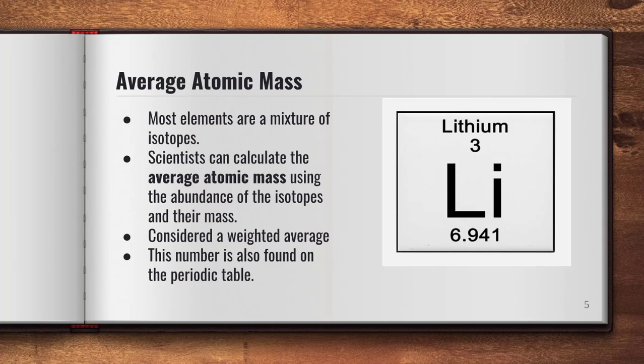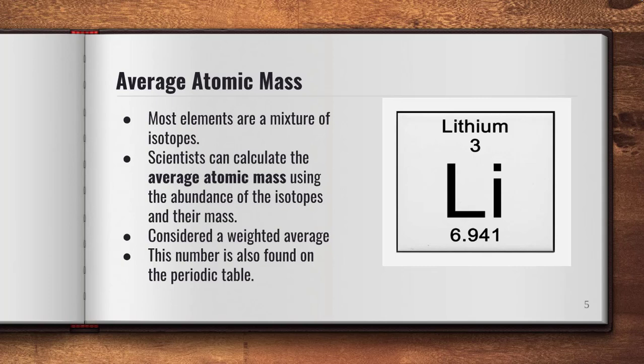You're going to be using the atomic mass very frequently in this class. Now it is considered what's called a weighted average, meaning we need to know the abundance of each substance. Since lithium can occur as lithium-6 and lithium-7, because the average atomic mass is closer to 7, we would say that there is a higher abundance of lithium-7 than lithium-6. Now keep in mind, this is also the number that's found on the periodic table, so we'll be using this average atomic mass quite frequently.